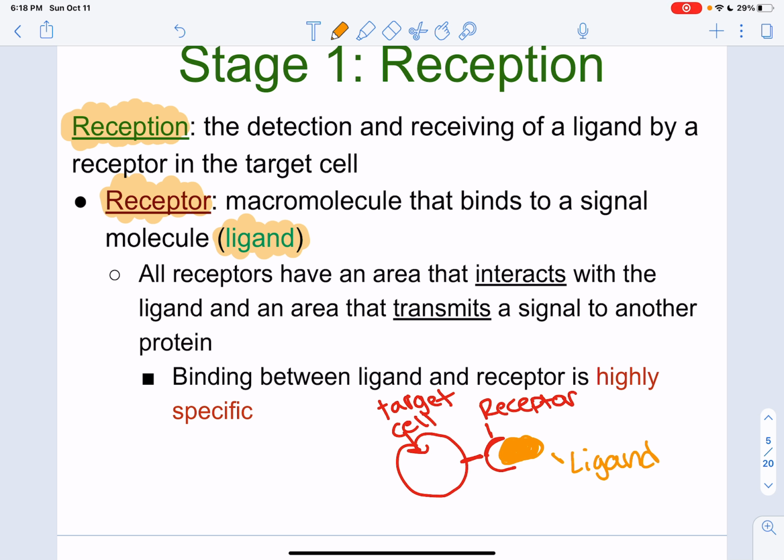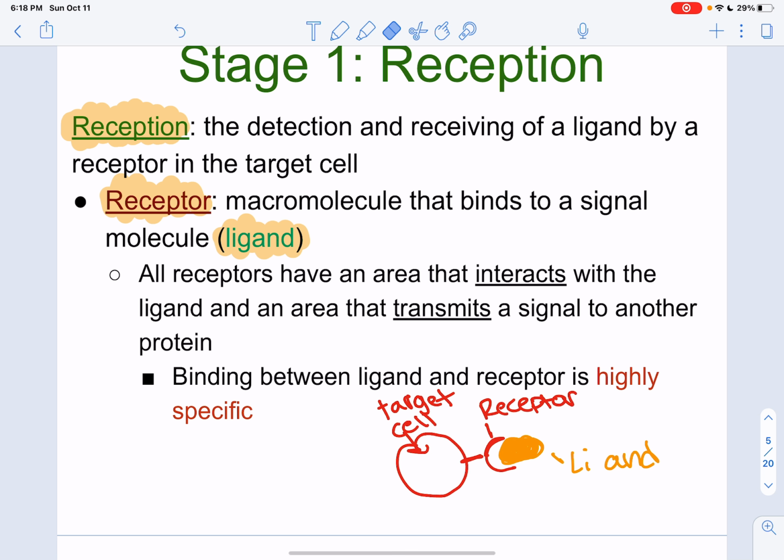The receptor is a macromolecule that binds to a signal molecule, the ligand. All receptors have an area that interacts with the ligand and an area that transmits signals to another protein. The binding between a ligand and a receptor is highly specific. Like I said, like a key to a lock.